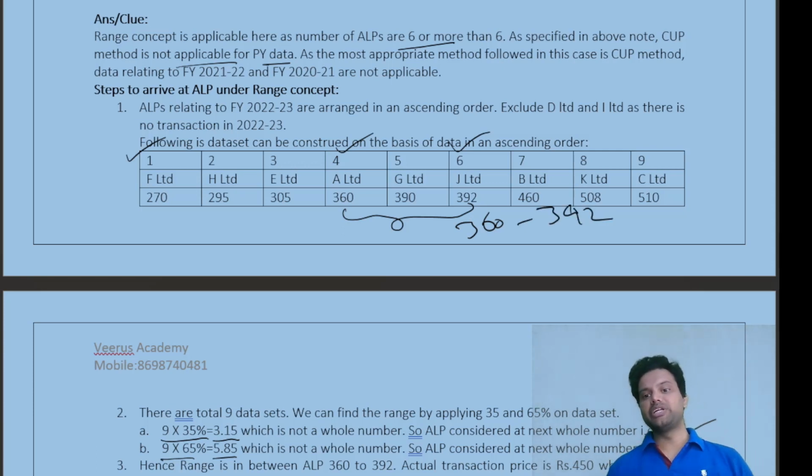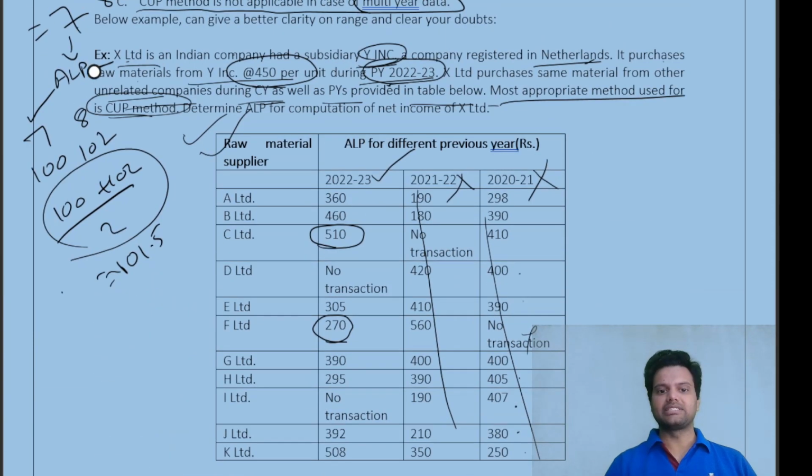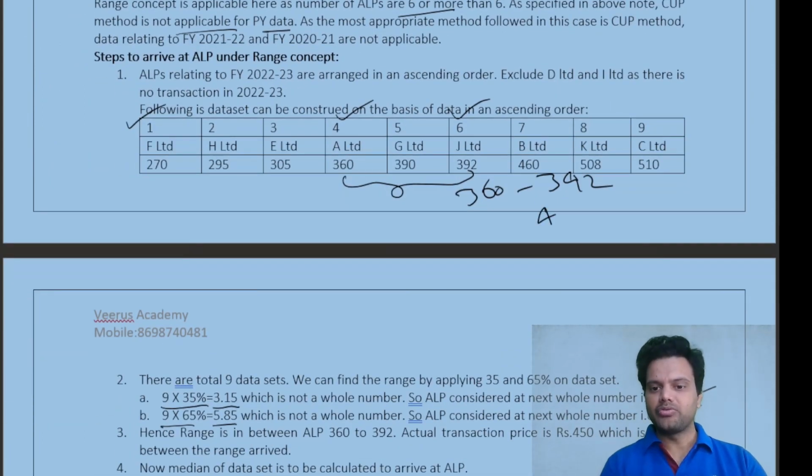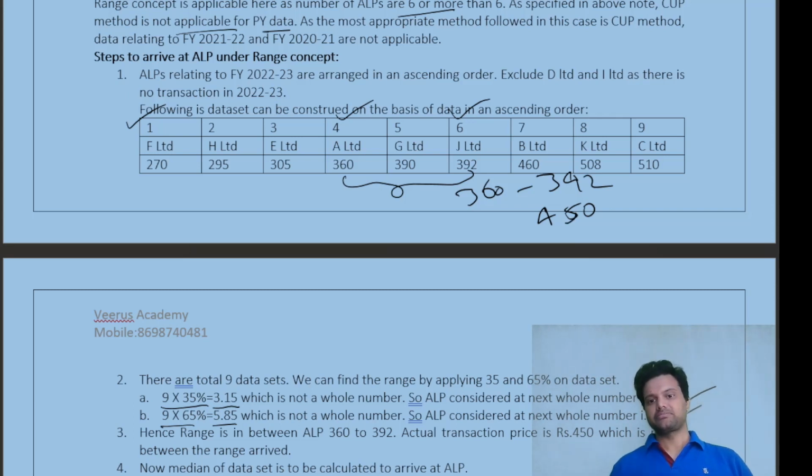What is the next step? We need to compare this range with the actual transaction price. What is the actual transaction price they have given? 450 per unit. So 450 is my actual transaction price. This 450 is not falling under this range. Now we have to move ahead to the next step.